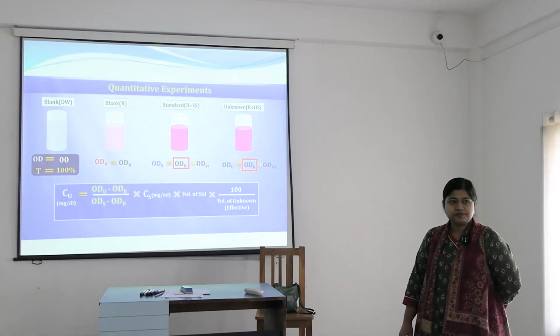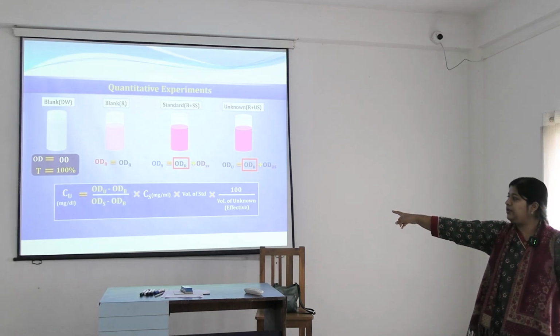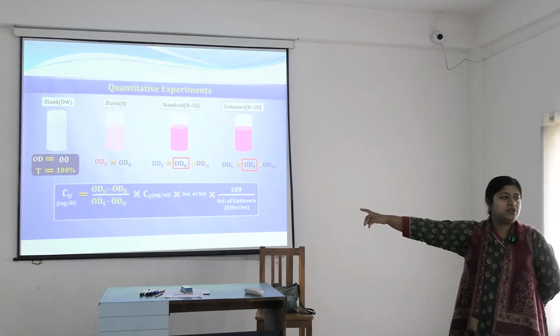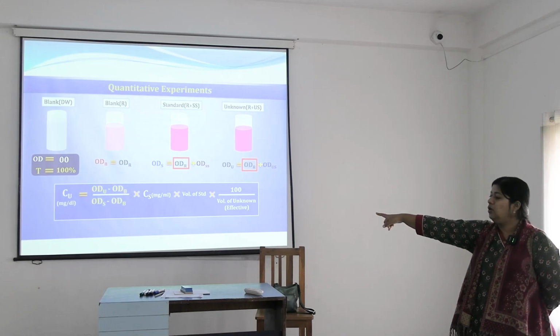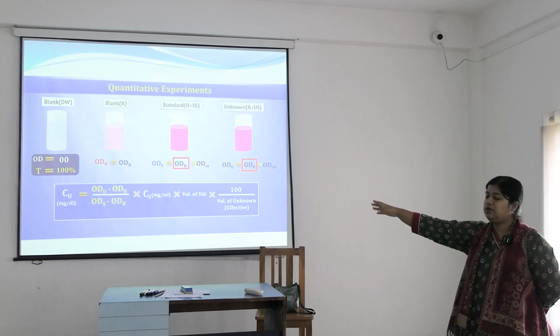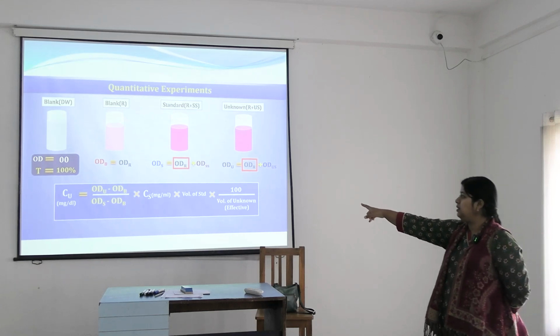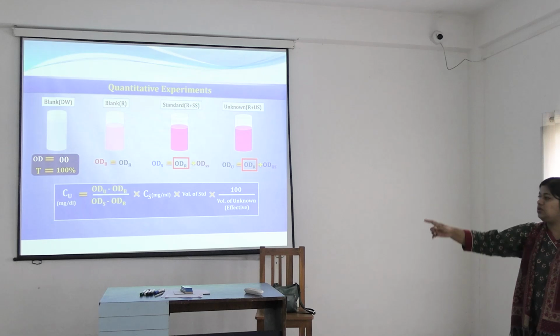Okay? Understood? Our first equation: concentration of unknown is equal to OD unknown by OD standard, which it was. Now we have to subtract the OD of reagent from both the ODs, and after the volume correction, this is the equation. Understood up to here? The photometry equation.